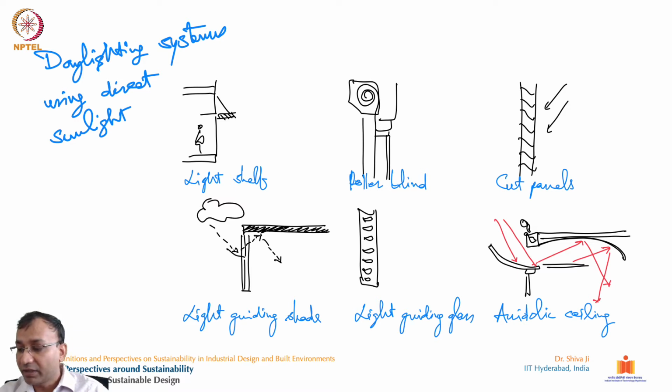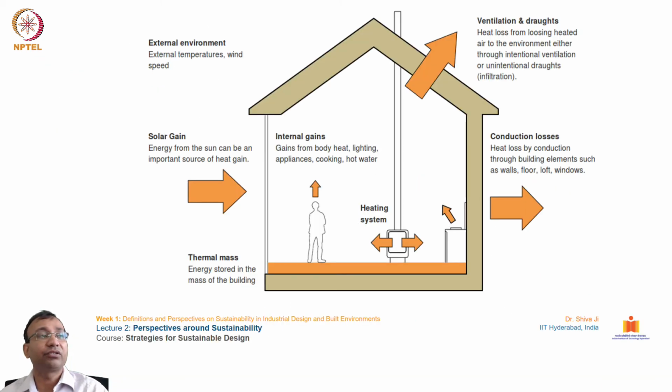And if we want to carry the sunlight deeper inside the interior, where there are deeper spaces, this kind of anidolic ceilings can be used, where we carry light inside the spaces through highly reflective surfaces. So these are the techniques through which we can make efficient use of lighting and heating in the buildings.